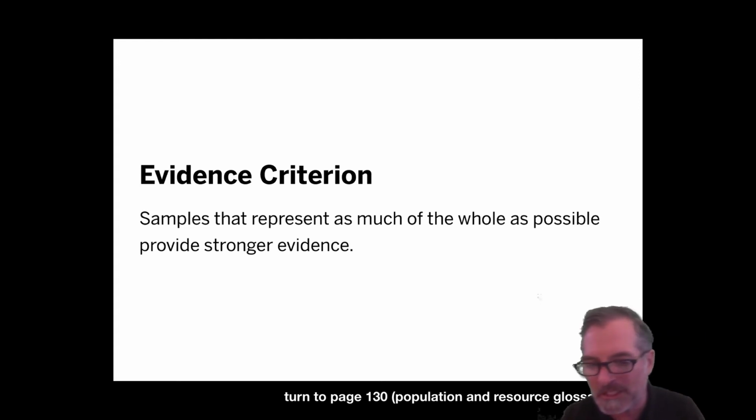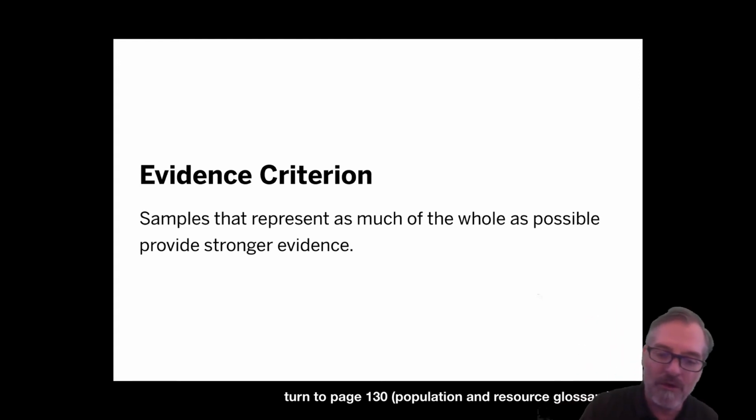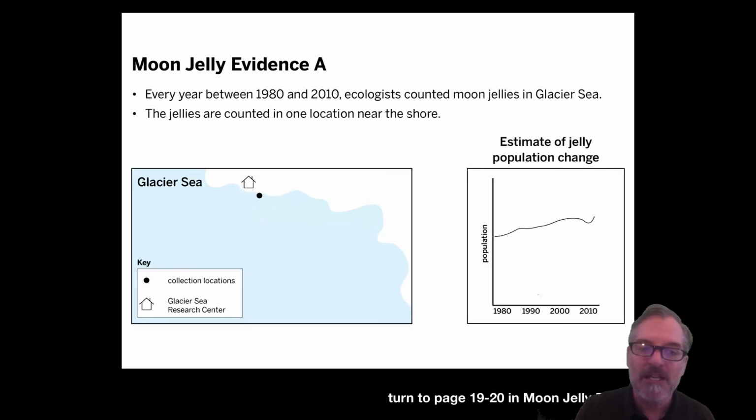So you want to be on page 130 in your booklet. That's the Population Resource Glossary. Now, they gave some examples here at Glacier Sea that if you were taking samples from one place, and that was taking place every year between 1980 and 2010, then this is what they estimated over the years. Take a look at this graph. What's the population doing? Is it going up, down, or staying the same? Right, you can see it's going up.